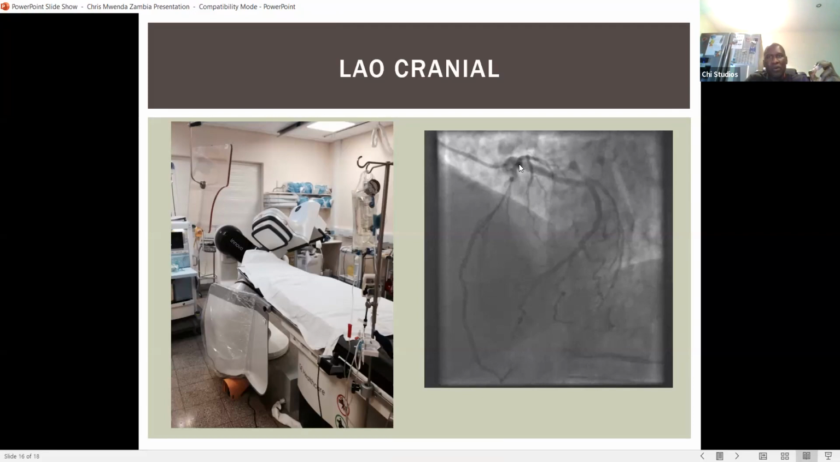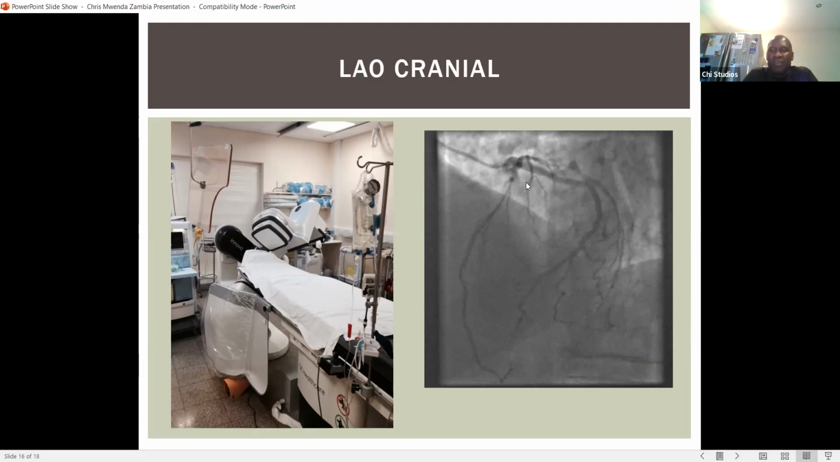part of the second flex. You can see this caliber is very good. Although you can see a little bit of disease developing here, the narrowing developing here, it has not reached a stage where you can intervene. It is okay. But this one, it needs to be intervened.